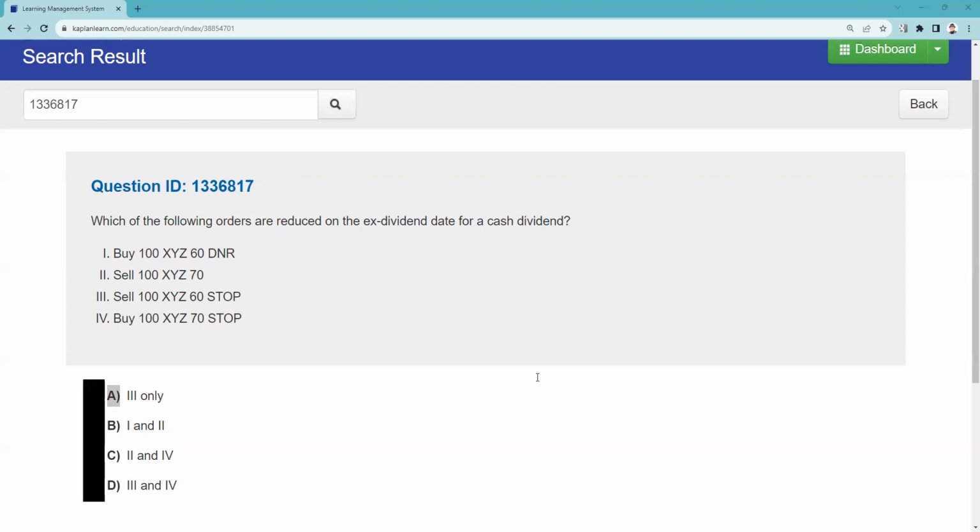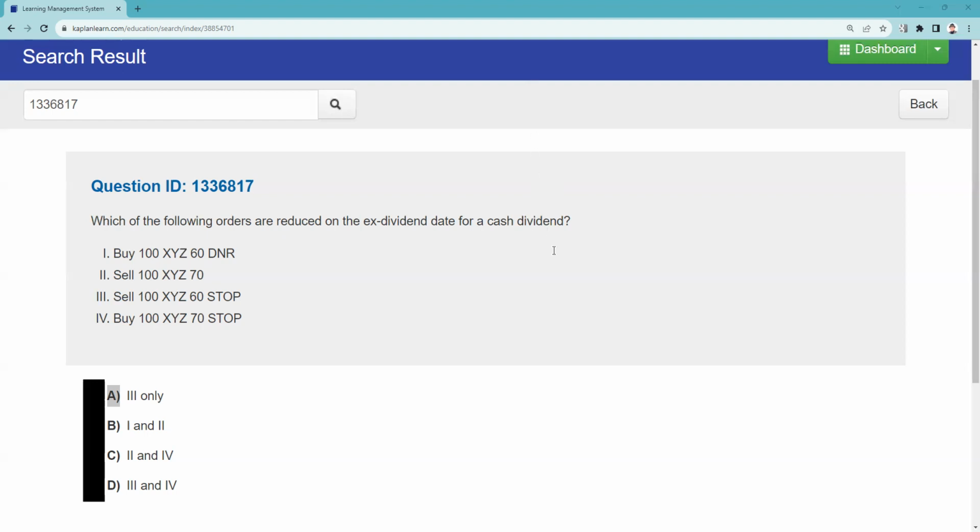So, which of the following orders are reduced on the ex-dividend date for a cash dividend? You should know that the stock should open up lower on the X date by the amount of the dividend, right? That's not a function of market action. You should definitely know the X date is 1 business day prior to record. So that's when you would expect the stock to drop as a result of the dividend.